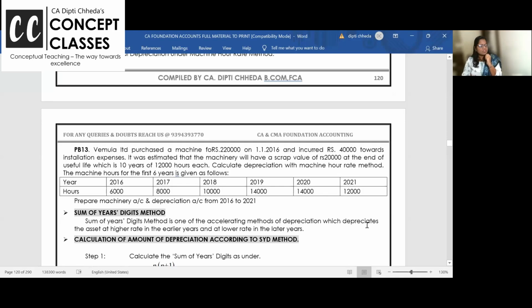13th question. Chalo. Do it on your own now for the machine hours. Good, good, good. Thank you that it is all clear to all of you. Do it with machine hours.